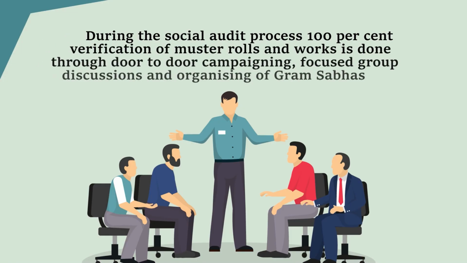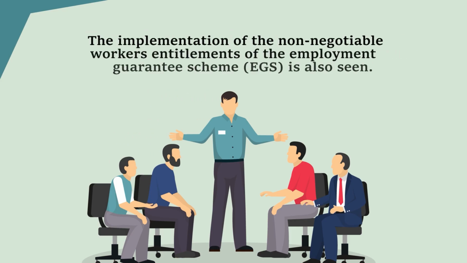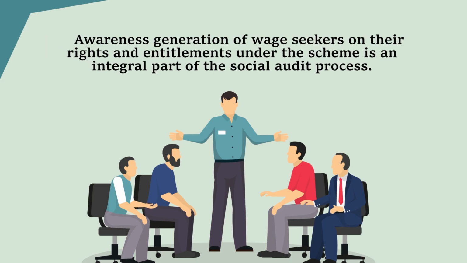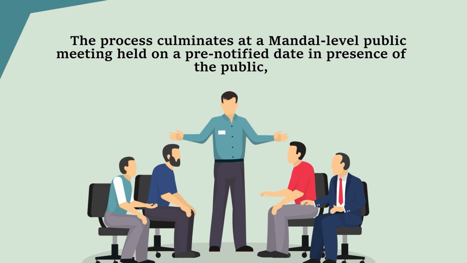During the social audit process, 100% verification of muster rolls and works is done through door-to-door campaigning, focused group discussion and organizing of Gram Sabhas. The implementation of the non-negotiable workers' entitlements of the employment guarantee scheme is also seen. Awareness generation of wage seekers on their rights and entitlements under the scheme is an integral part of the social audit process.